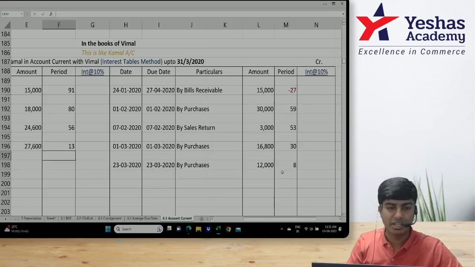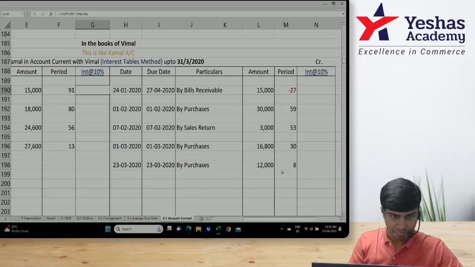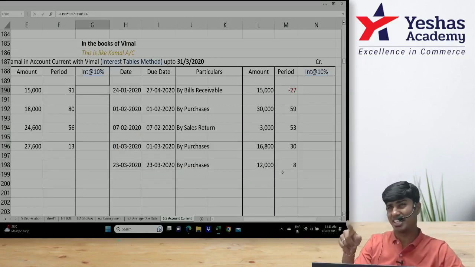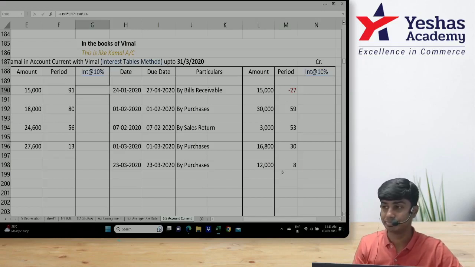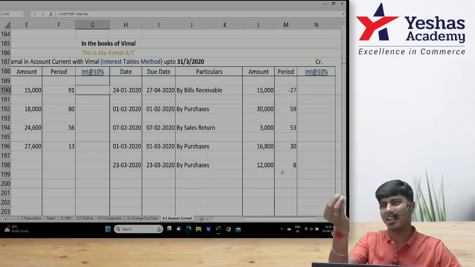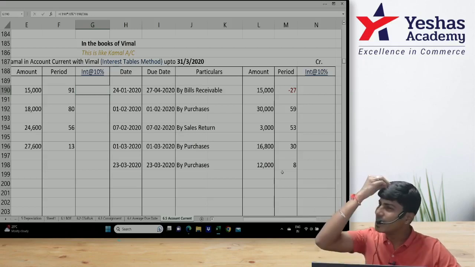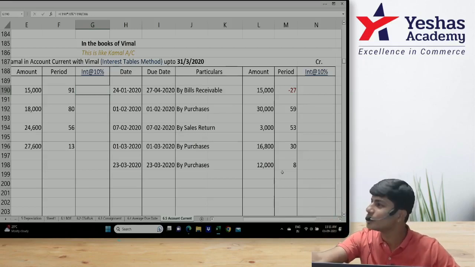10% is the interest. Compute interest. 15,000 into 91 into 10 by 100. Days you take 366. Why? Leap year. Sir, will it be wrong if I take 365? Nothing wrong. All decimals may get a difference. The end answer will be 1 rupee or 2 rupees different. It is okay. You will be given full marks.